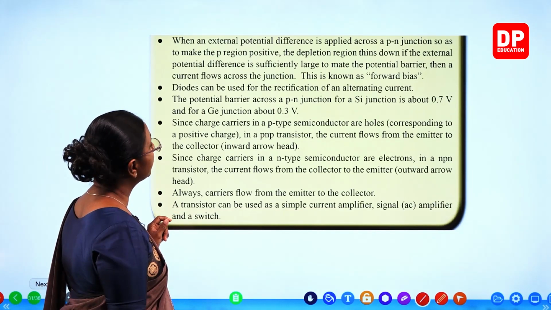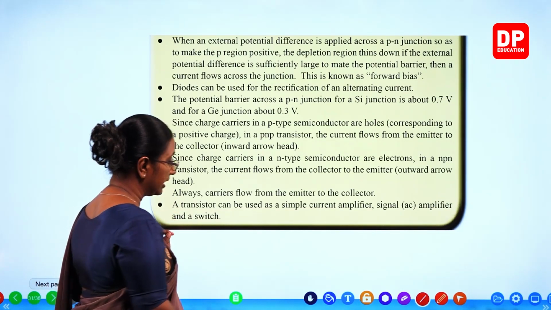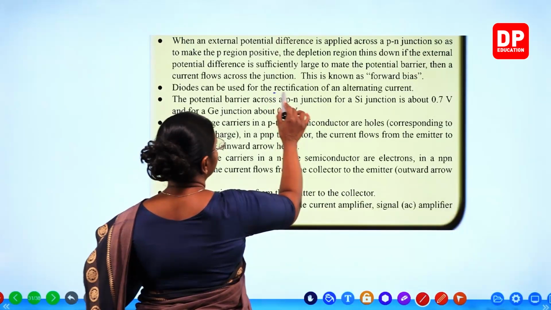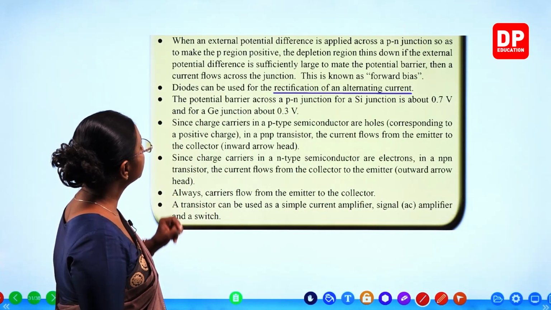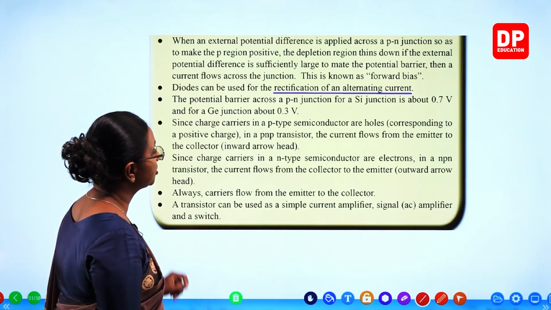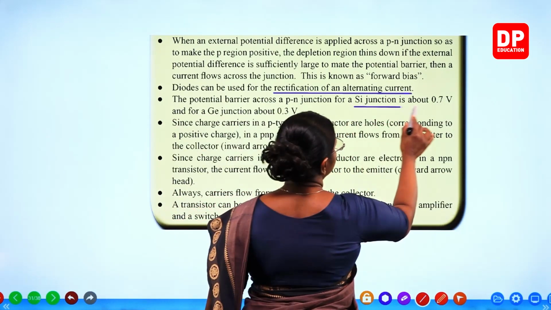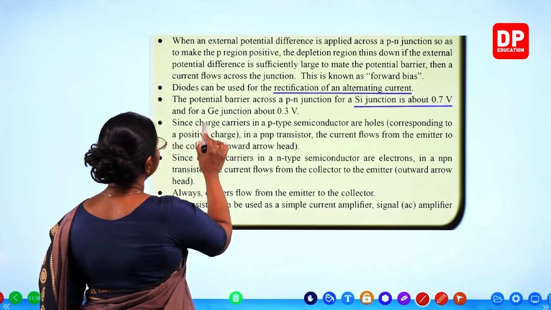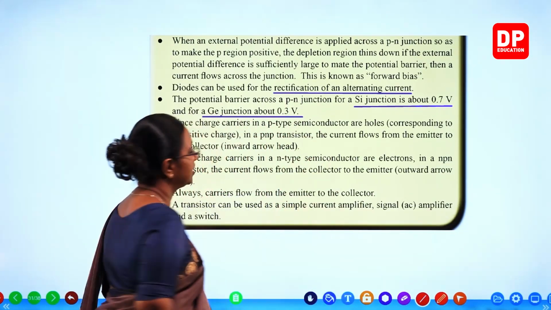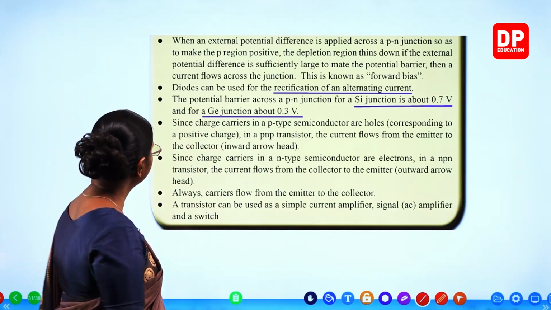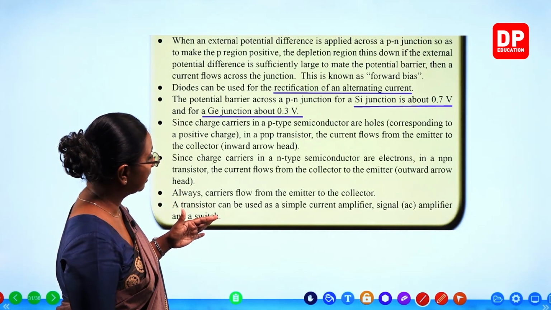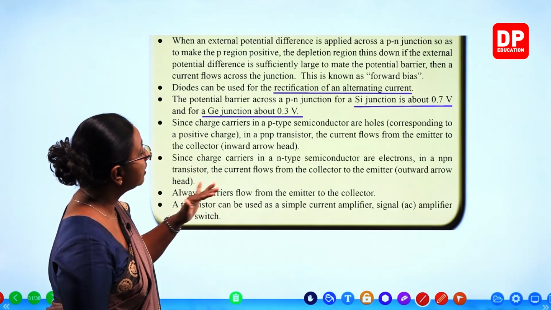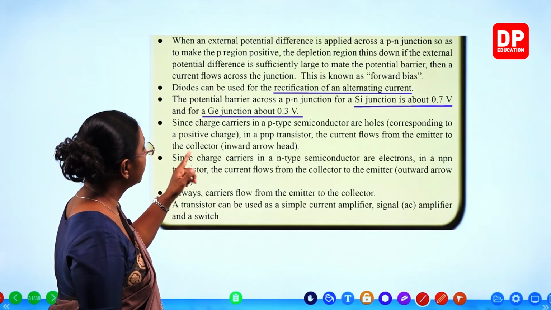Diodes can be used for the rectification of an alternating current. So, we have discussed that also. Rectification of an alternating current. The potential barrier across a PN junction for a silicon junction is about 0.7 volts and for a germanium junction is about 0.3 volts.